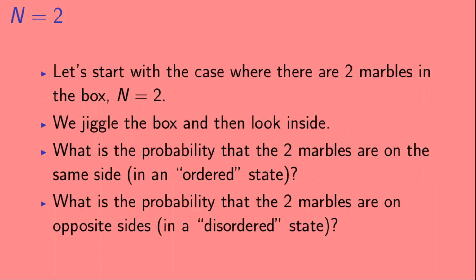Okay, let's start with the case where there are 2 marbles in the box, so n equals 2. We jiggle the box and then look inside. What is the probability that the 2 marbles are on the same side in an ordered state? And what is the probability that the 2 marbles are on opposite sides in a disordered state?